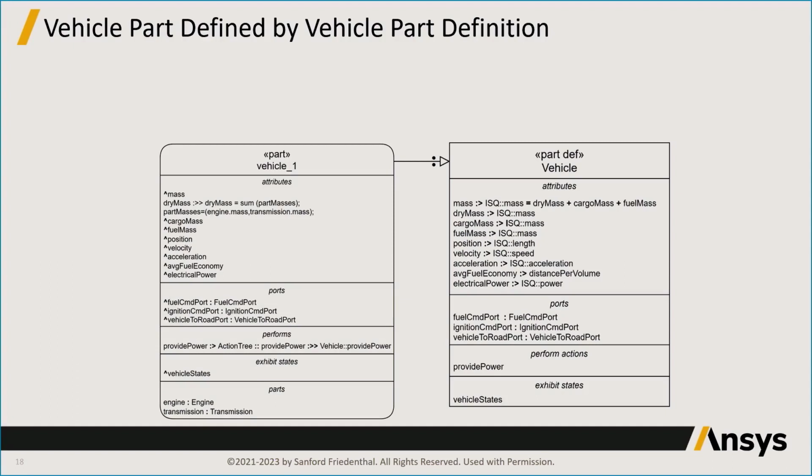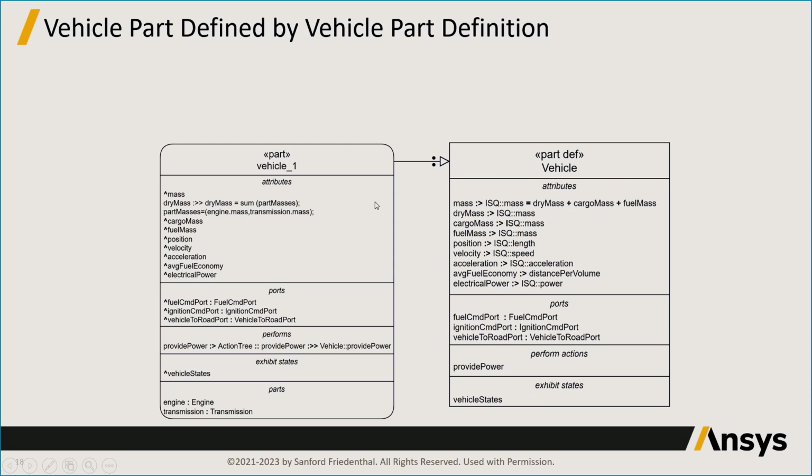So in this example, I have vehicle 1. It's called a part as opposed to a part def. So a part is defined by a part def or a part definition. So vehicle 1 is defined by vehicle. What that means is vehicle 1 will inherit all of the features of vehicle, but it can then override them and add to them. So in effect, vehicle 1 can be a design of the vehicle that conforms to the vehicle black box specification over here.